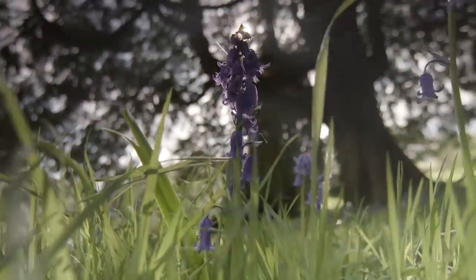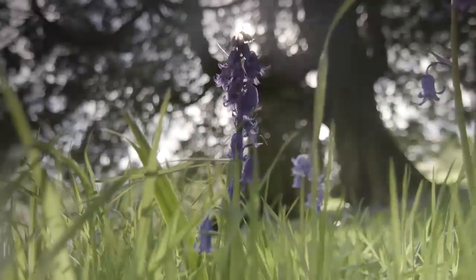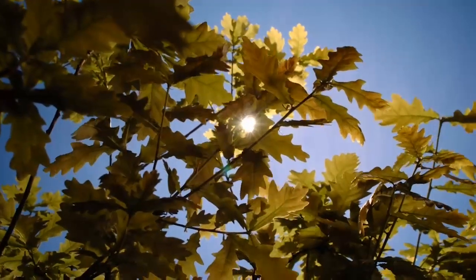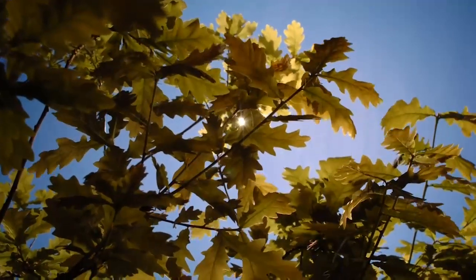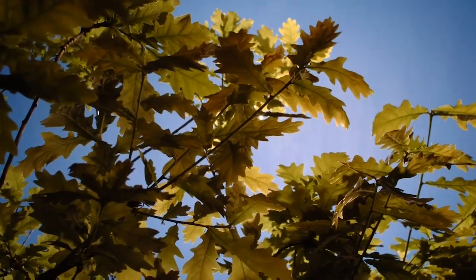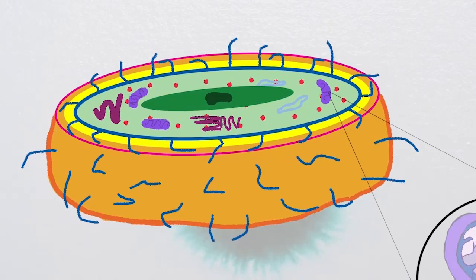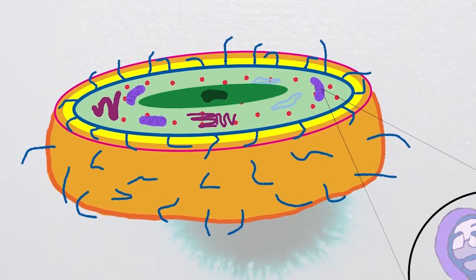The most common way autotrophs make energy is the process of photosynthesis. Carbon dioxide and water are converted into glucose and oxygen through a reaction powered by sunlight. Glucose is how the plant stores its energy, while oxygen is a waste product.